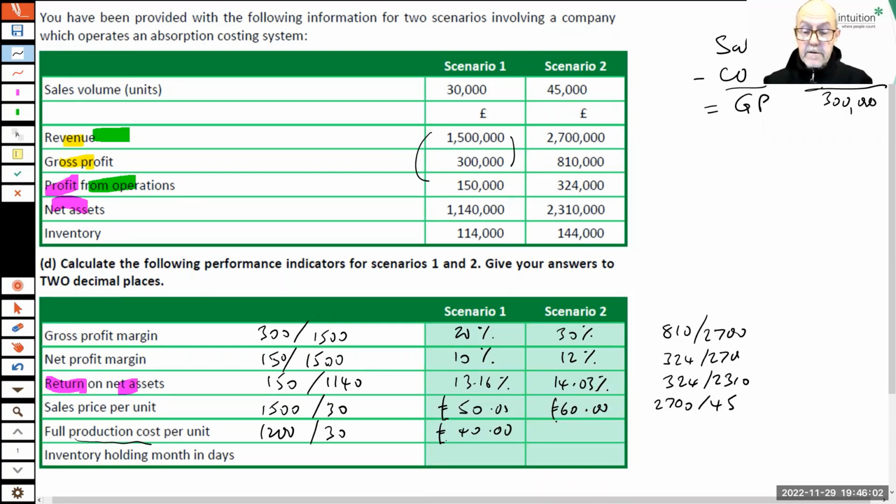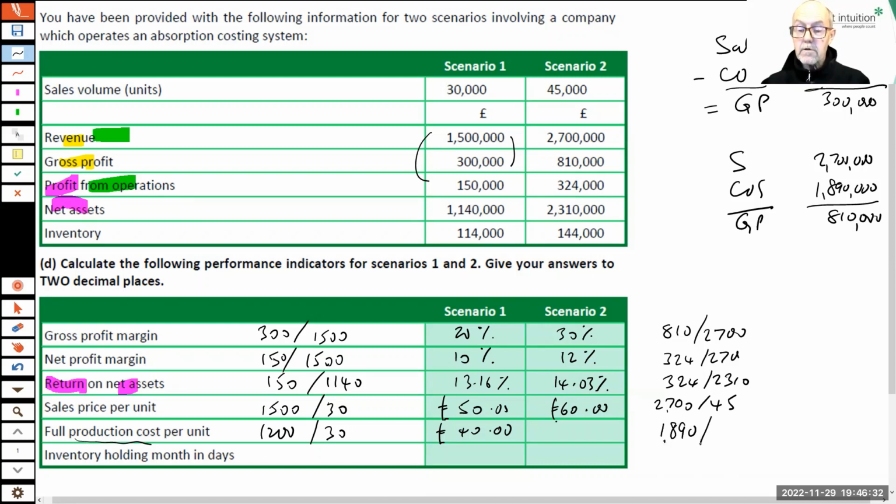And in the other case, we have revenue 2700, gross profit 810. So that's 1890. 1890 over 45, which is £42 a unit.